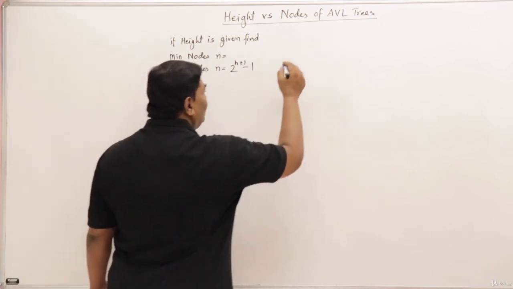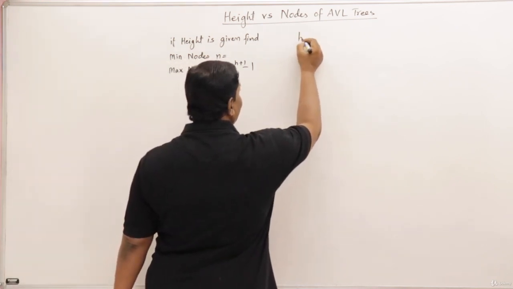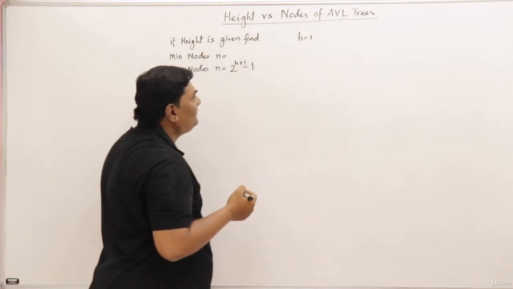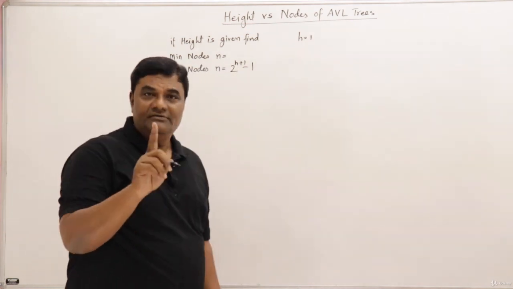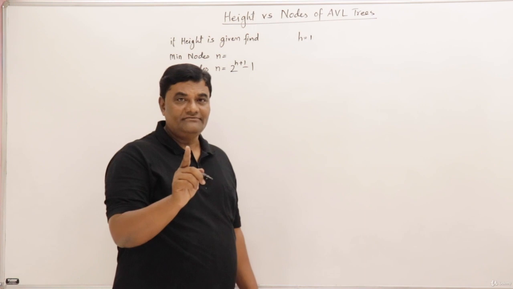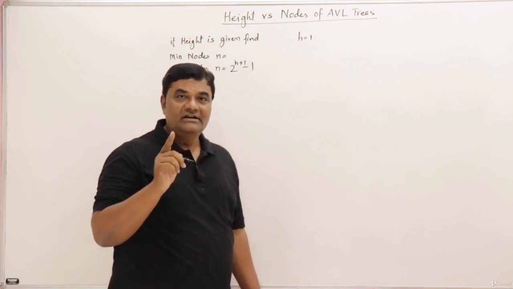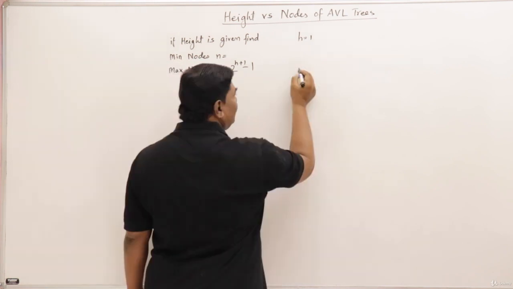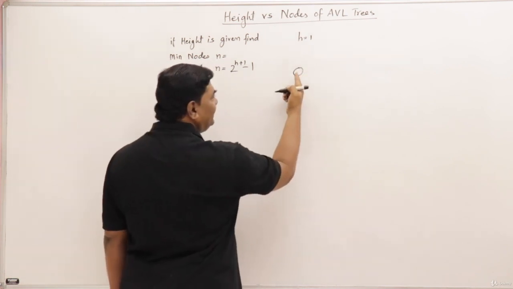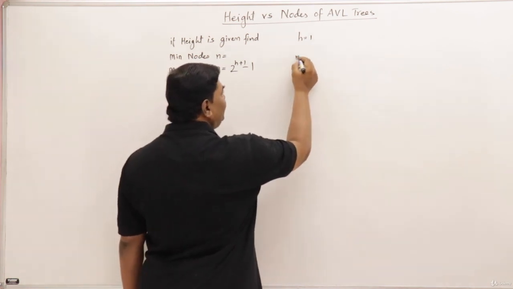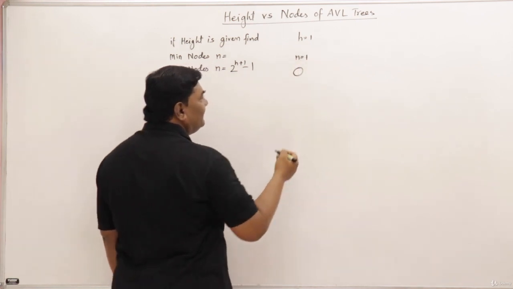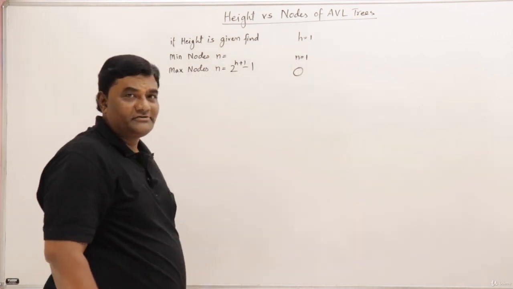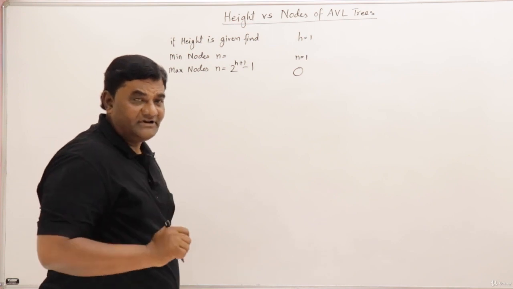First example, let us assume that height is 1. What about height 0? We will start height from 1 onwards, right? So here we will start from 1. If height is 1, then just one node. I'm not labeling, I'm not putting any values. So how many nodes required? Minimum 1 only. Maximum also 1, minimum also 1. Height is not 0, height is starting from 1.